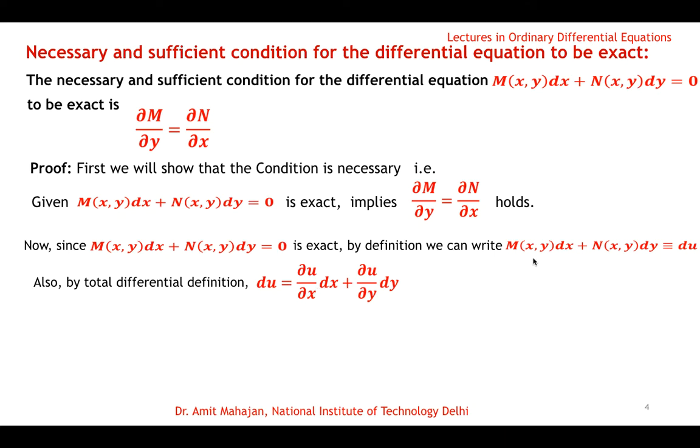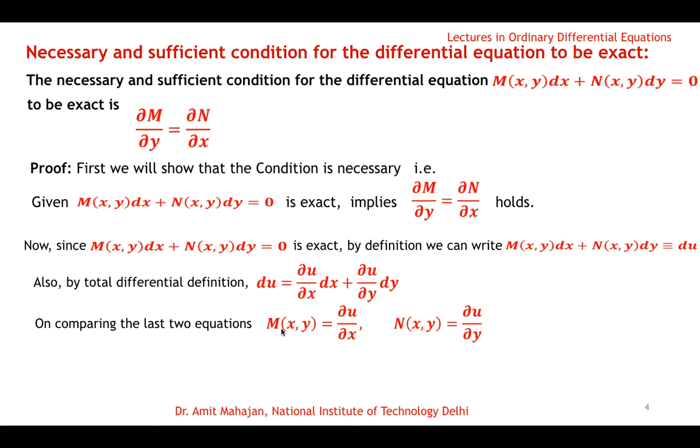So if you compare these two, du is equal to M dx plus N dy, and here du is partial u by partial x dx plus partial u by partial y dy. So the coefficient of dx is M here, and the coefficient of dx there is partial u by partial x, so these must be equal. Similarly, the coefficient of dy is N and the coefficient of dy there is partial u by partial y, so these two must be equal. So immediately we have that M is partial u by partial x and N is partial u by partial y.